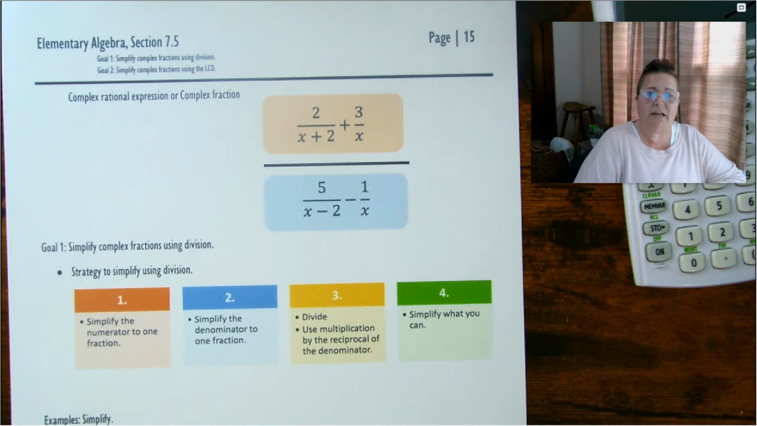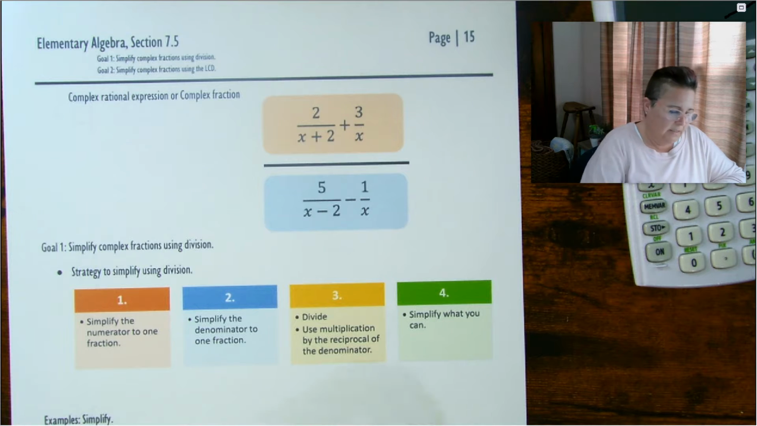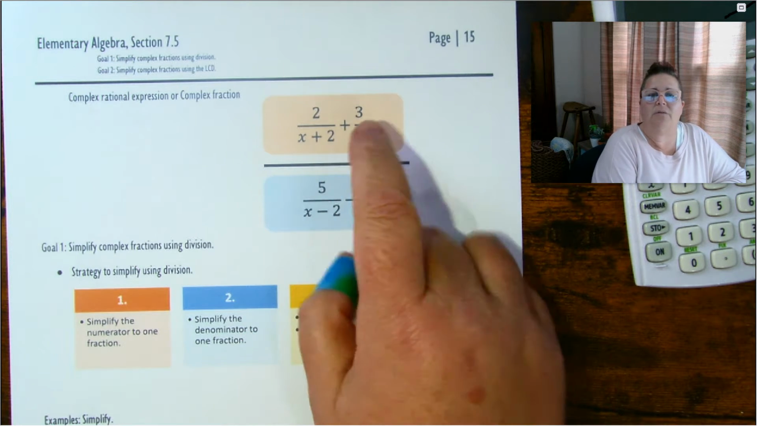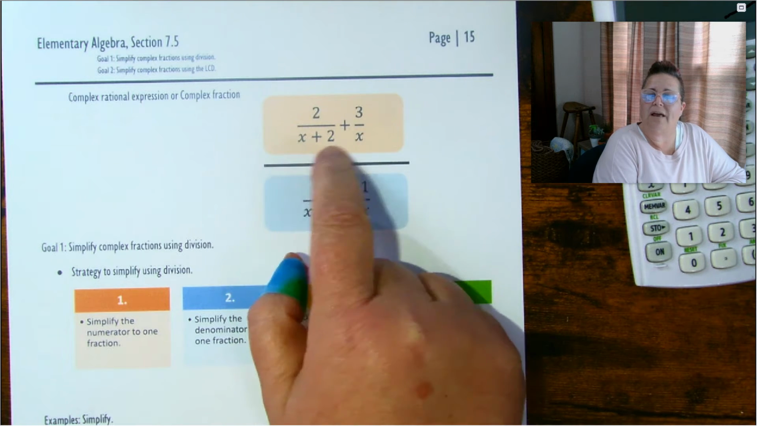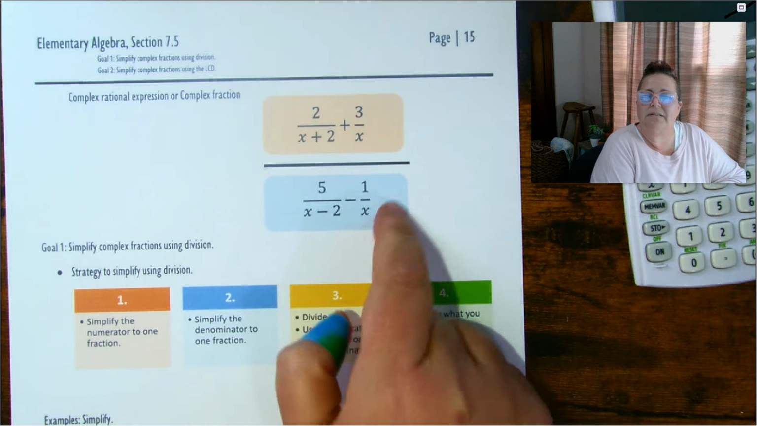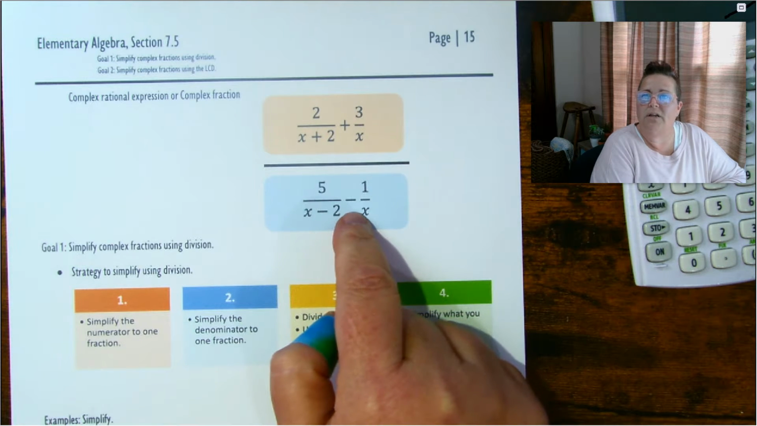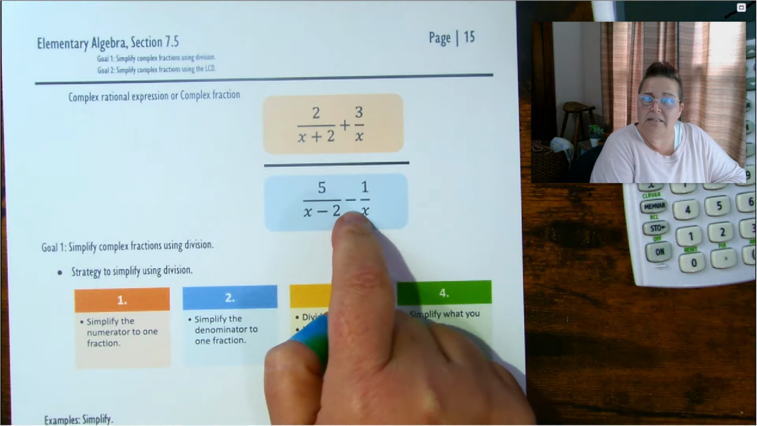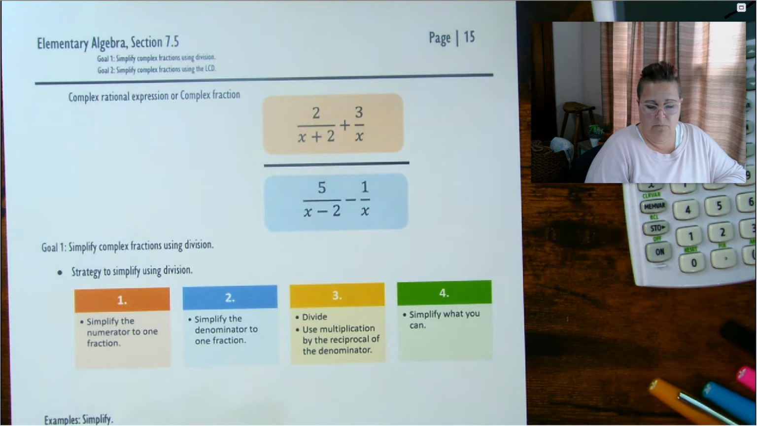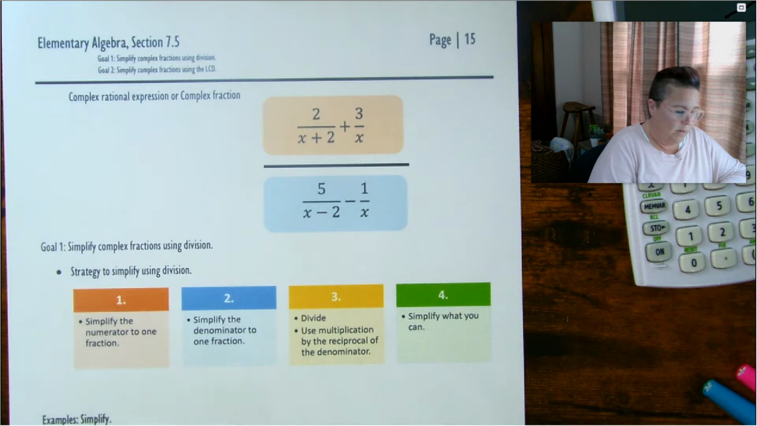A complex fraction is a fraction within a fraction. Basically, you have a very large numerator and denominator, and within the numerator you have one or more fractions. And also within the denominator, you have one or more fractions. This makes it complex. You may have done complex fractions previously with numbers.